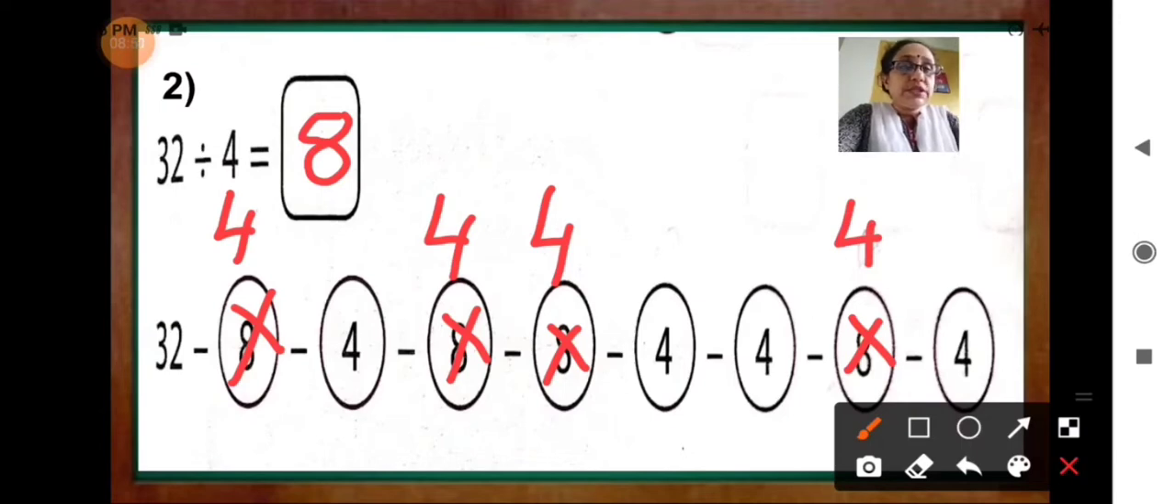Now just count it. It is correct or not? 1, 2, 3, 4, 5, 6, 7, 8. So correct. You have written 4 8 times. All are finished.